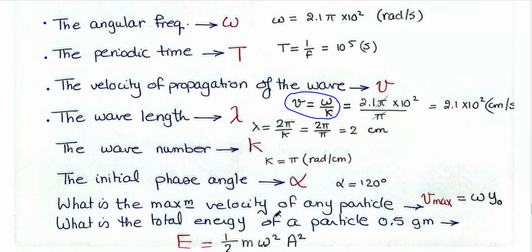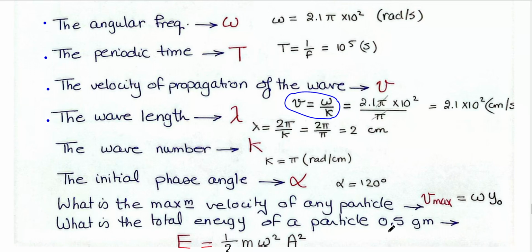What is the maximum velocity of any particle? What is the total energy of a particle? The mass is 0.5 grams. Any particle is executing a simple harmonic motion, so v maximum will be omega multiplied by the amplitude. And for any particle, the energy will be half m omega squared A squared, as we did before in simple harmonic motion. And you have the mass, you can substitute and get the value of the energy.